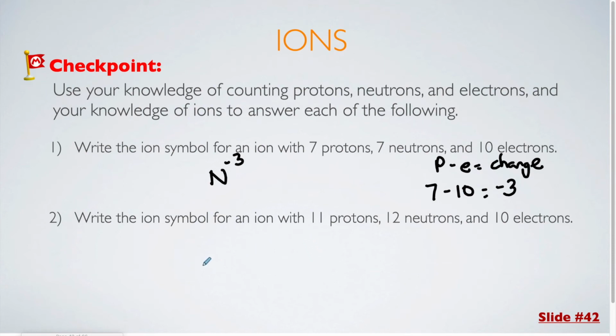For our next ion symbol, we have to find an element which has 11 protons. This is going to be sodium, Na. Now to determine the charge, we're going to do protons minus electrons equals charge again. So 11 minus 10 is going to be equal to a +1. So our ion symbol this time is Na+1.